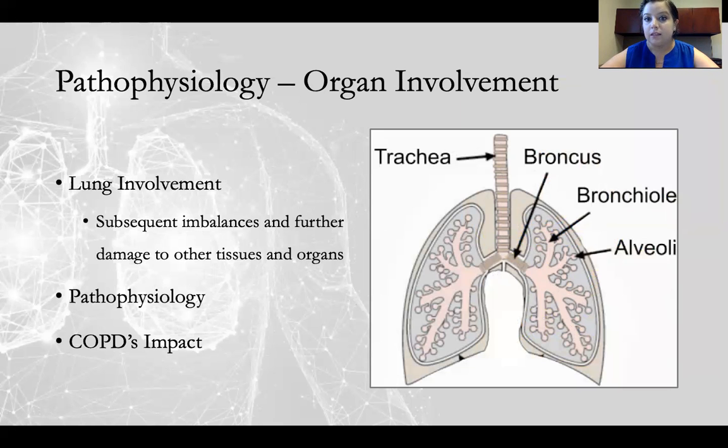So this is the main organ that is affected by COPD, but because it affects the lungs, it subsequently leads to further maladies and other micro and macronutrient deficiencies, and it affects the overall equilibrium of the body, such as acid-base balance. And it also causes major damage to those alveoli walls that I just told you about, and that's the biggest issue with COPD.